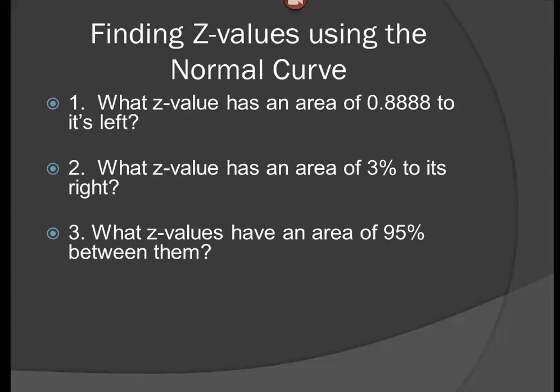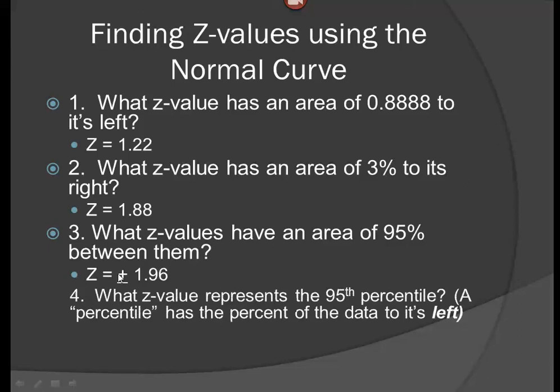Now that you've calculated these and drawn your pictures, here are the answers. Z equals 1.22, Z equals 1.88, and Z equals positive and negative 1.96.